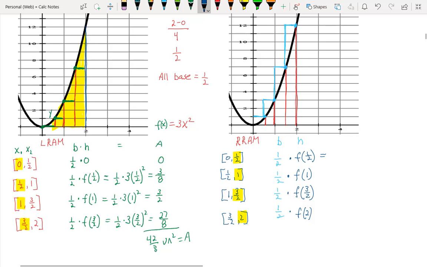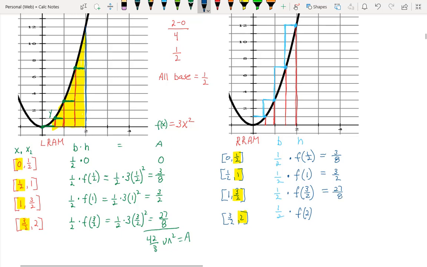We did have enough. So the area of the second one down on the left side here was 3/8. So if I do 1/2 times f of 1/2, this is 3/8. If I do 1/2 times f of 1, which we did on the left side, that's 3/2. If we do 1/2 times f of 3/2, that was 27/8.